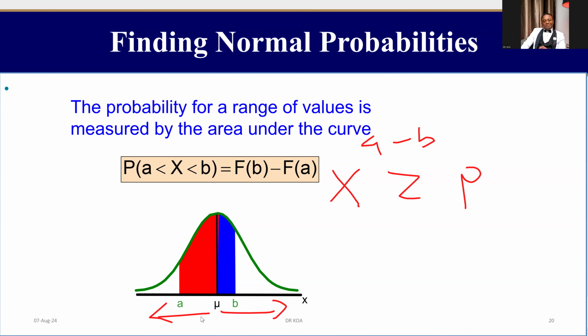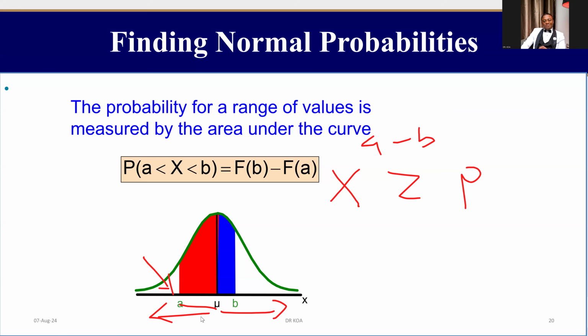So you can see that the only way I can find out the red area is to find the Z value in that direction. Please take notes. If you don't take notes, you might miss it. In the direction of moving from the center to the left. That's because I'm looking for the red area. If I was looking for the area here, what I need to do is to rather find the red area and subtract it from 0.5 to get the white area.